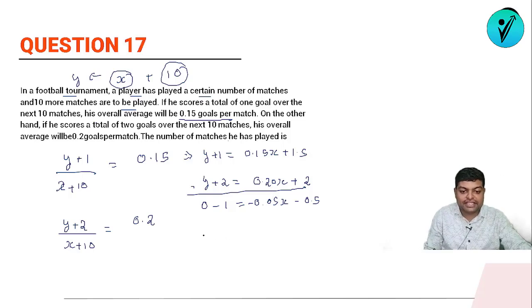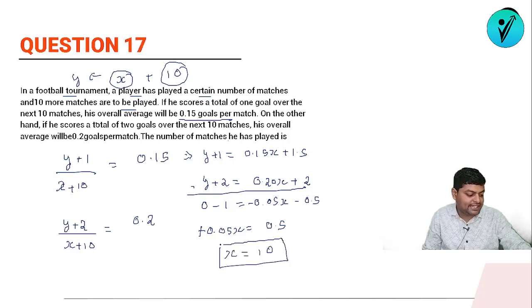Alright, or we can say that the value of minus 0.05x is what? अगर इधर आप शिफ्ट कर दोगे, ठीक है, तो make it positive, so it will become 0.5. So what will be the value of x? X is what? It is 10. So far he has played 10 matches.